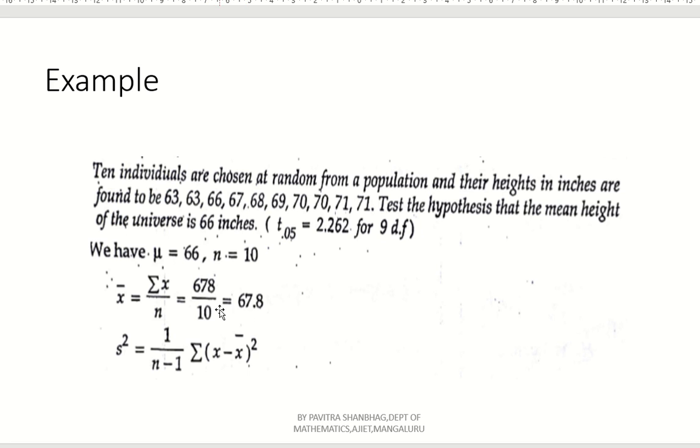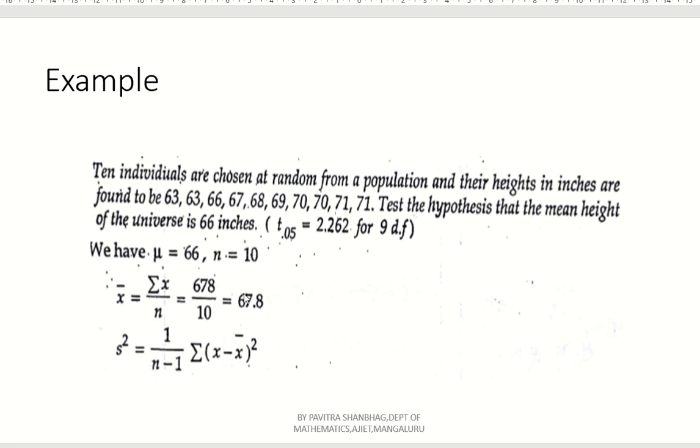Now we got x bar, we got mu, we got n. Now what is s here? We need to find the standard deviation. Before that we need to find the variance, s square. The formula for s square is nothing but 1 by n minus 1 into summation of x minus x bar whole square. So that is 1 by 9 into x minus x bar whole square.